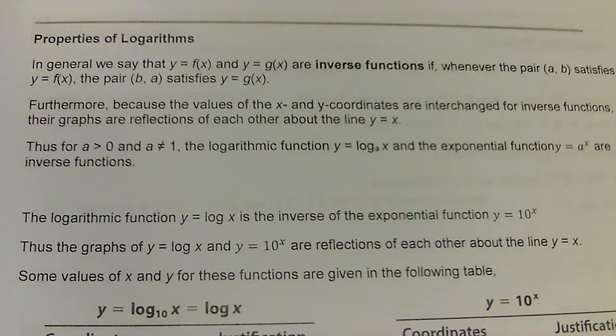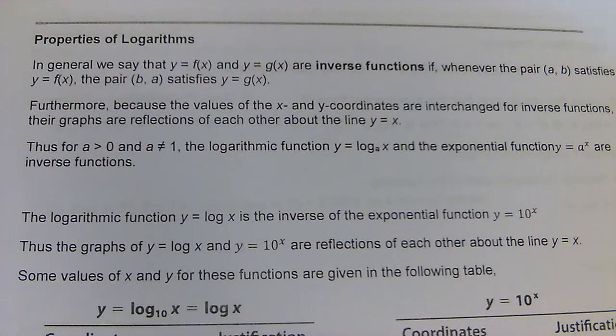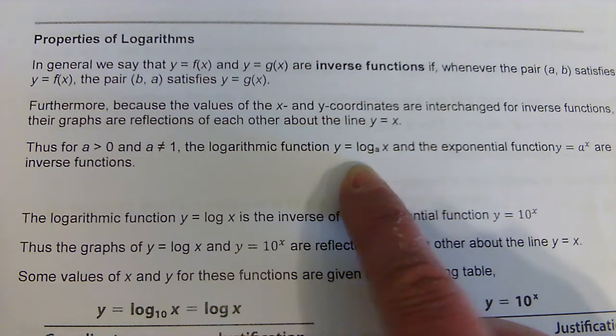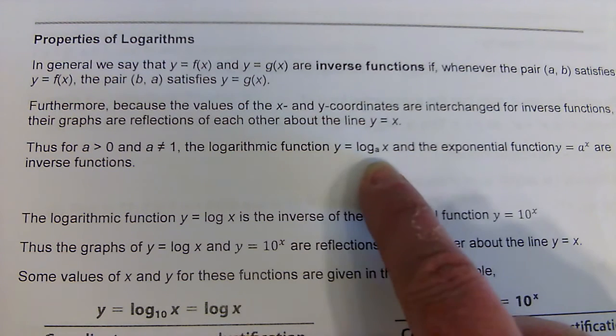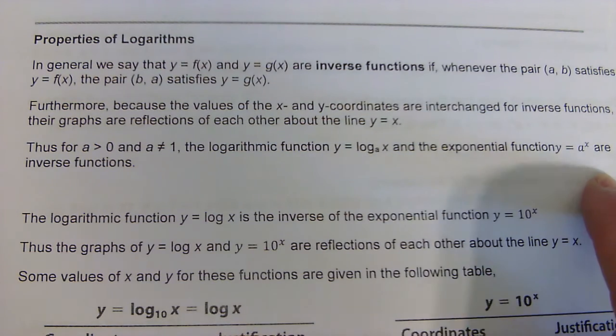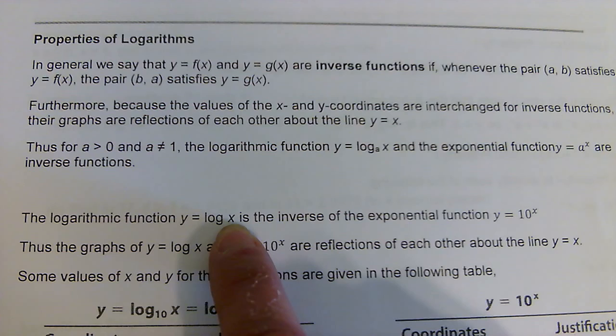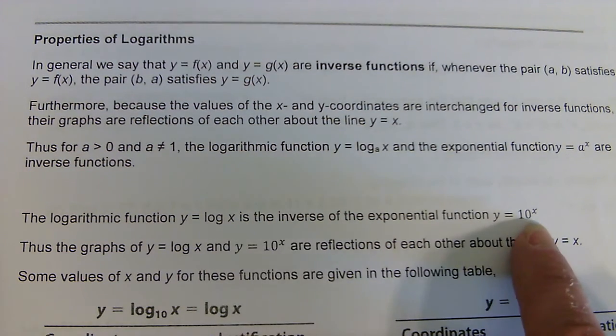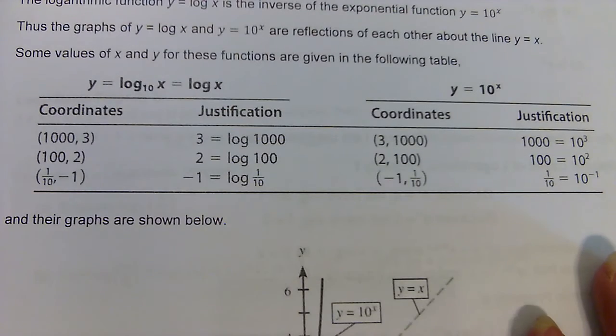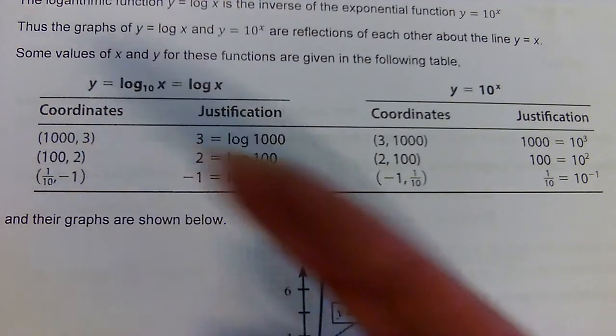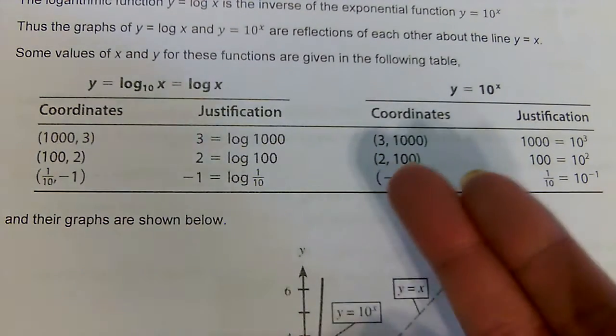Let's look at some of the properties of logarithms. Now this page is really something we already kind of investigated, and it's the fact that logarithms are the inverse of an exponential function. The logarithm is the inverse of the exponential that has the same base as the logarithm. So in other words, log base 10 of x is the inverse of y equals 10 to the x. And we can see that in a couple of ways.